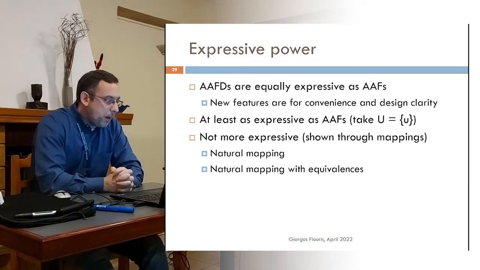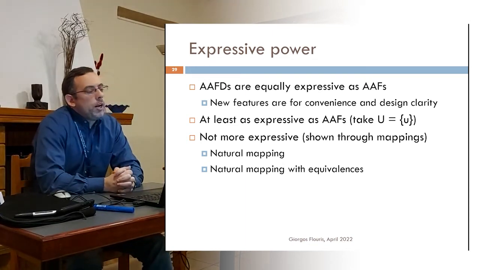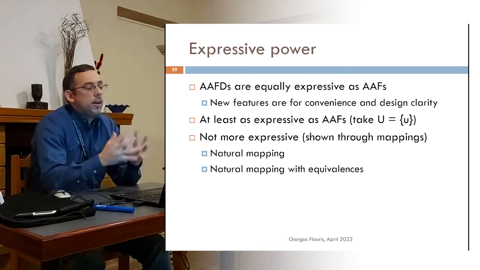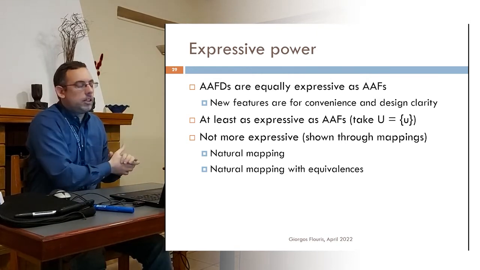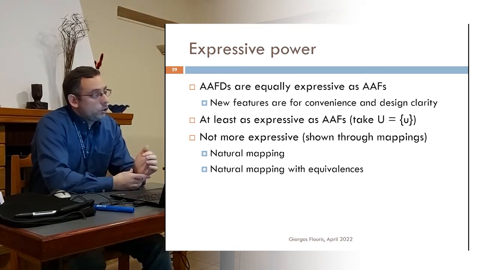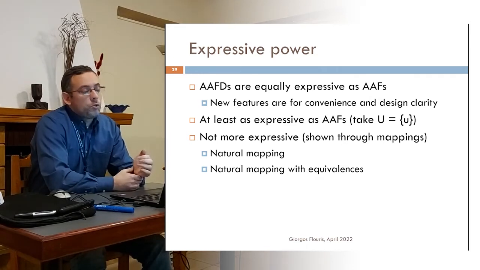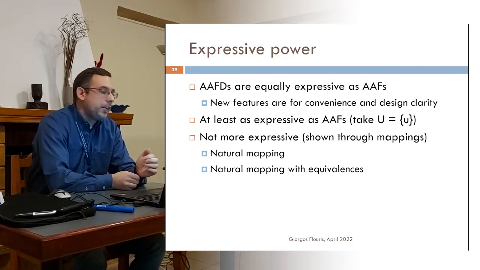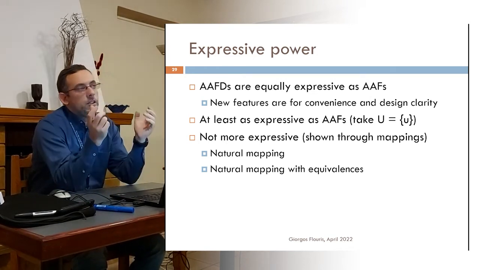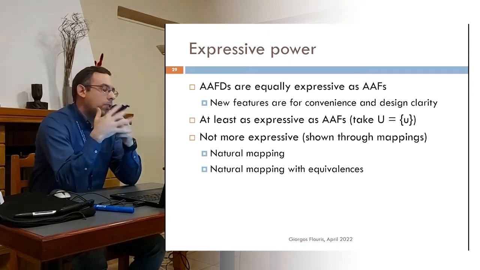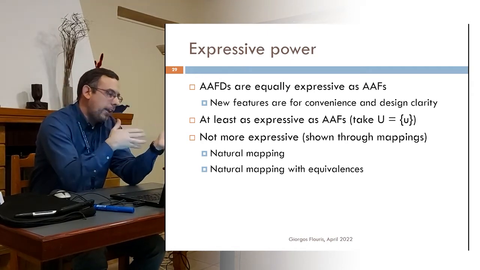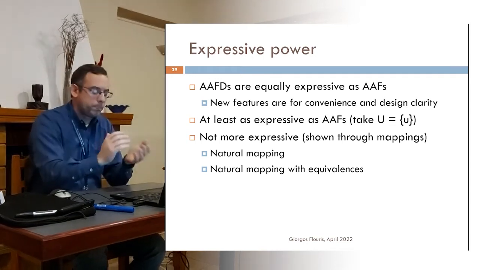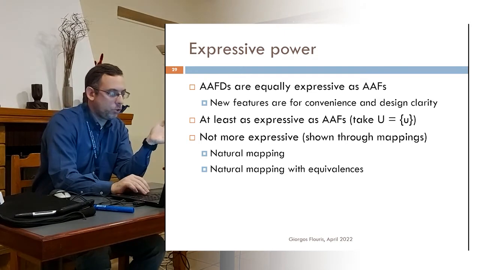Now, about the expressive power, one would assume that AFDs are more expressive than AAFs because they have this extra thing about the domain, but in fact they are not. What these new features offer is just convenience and design clarity. We can actually define mappings that reduce one to the other. Of course, to reduce AFDs to AFs, it's very simple. Just take the universe to be a singleton set. The opposite is not that trivial, but it's not very difficult. I will show it now.